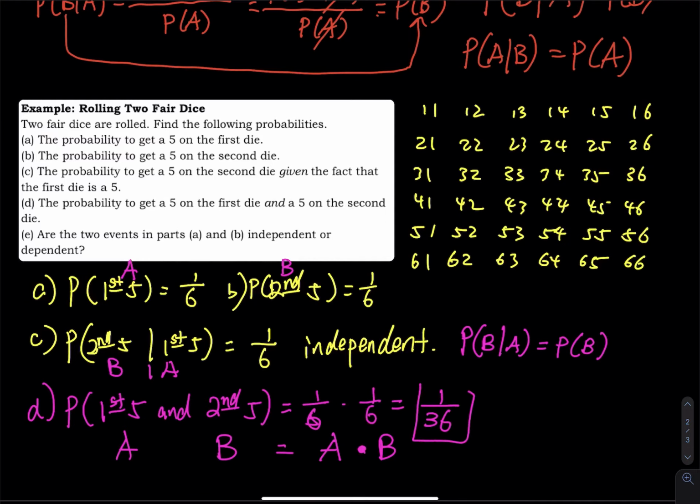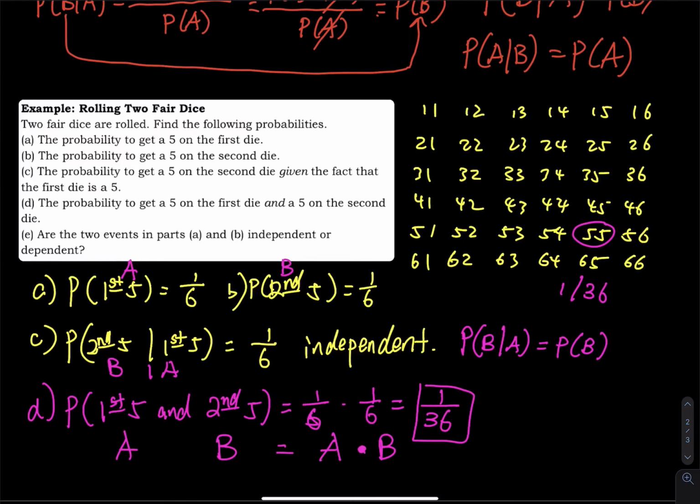So that is first 5 and a second 5. So that is using the probability formula to find the answer. Now, look at the sample space. Can you prove that the answer is 1/36? Just use the sample space. How many outcomes do we have? 36. Which one is first 5 and second 5? There is only one. So this is 1 out of 36.